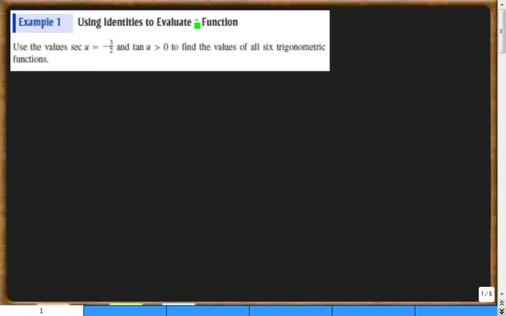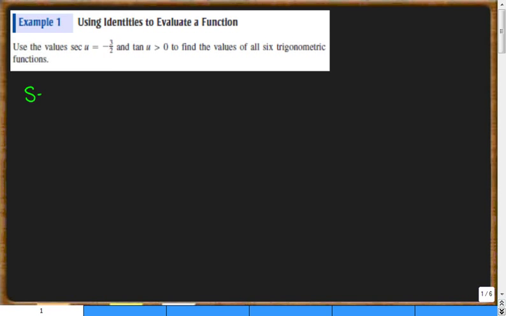Alright, so now we're going to go over some example problems on how to use these trigonometric identities to solve problems. So the first one asks us to find the values of all 6 trigonometric functions given that our secant is -3/2 and that our tangent is positive. Okay, so let's start this off.